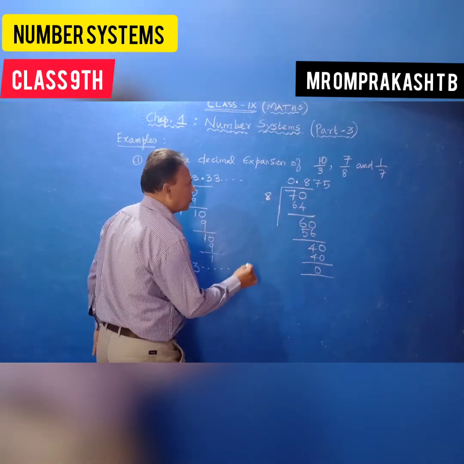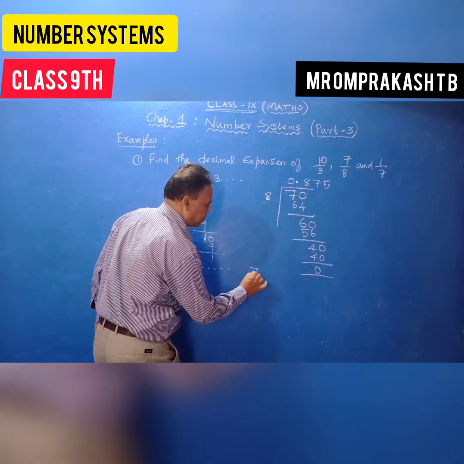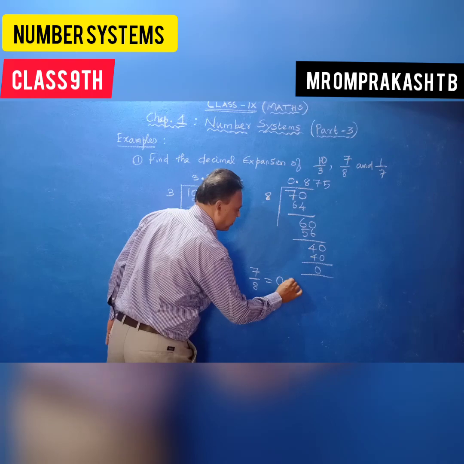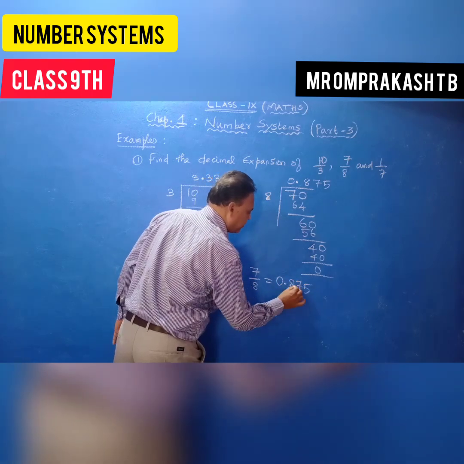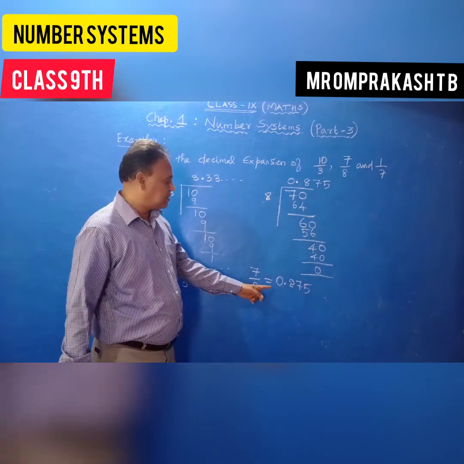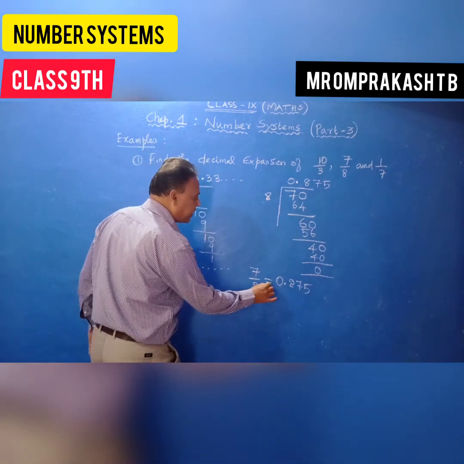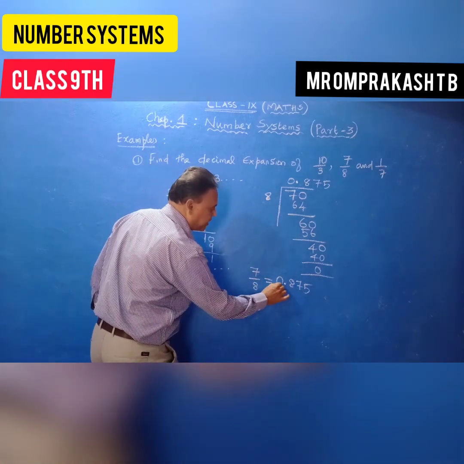Clear? So this 7 by 8 is nothing but 0.875. 7 by 8 is nothing but 0.875. So this is a terminating decimal.